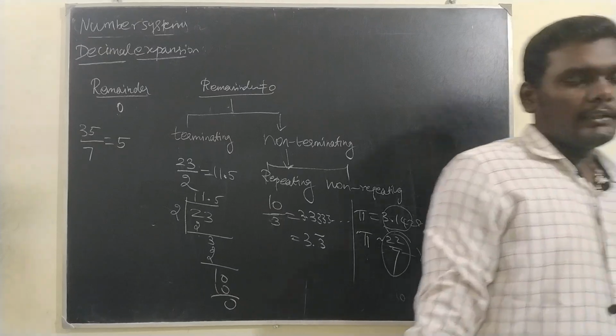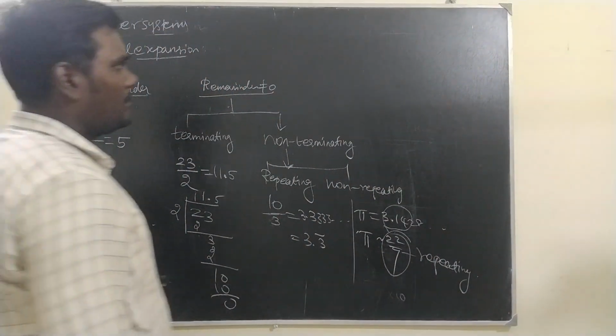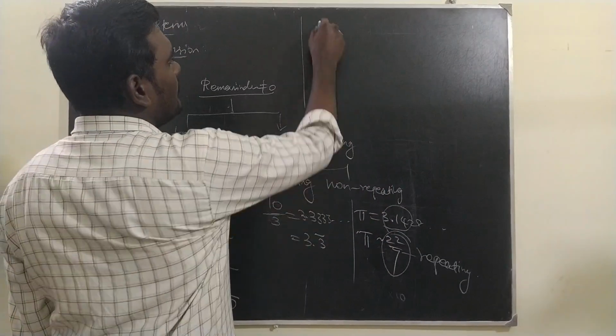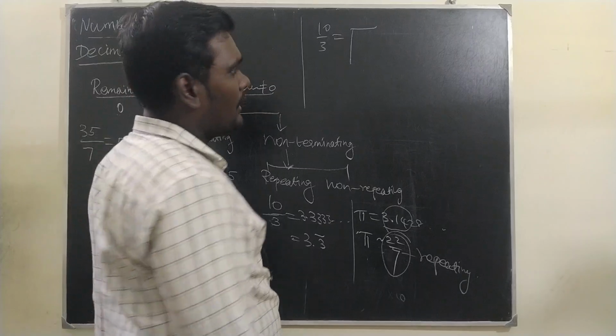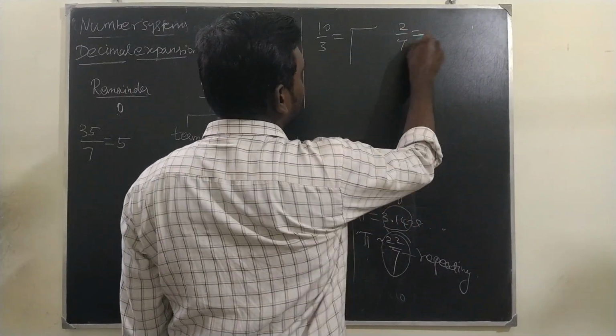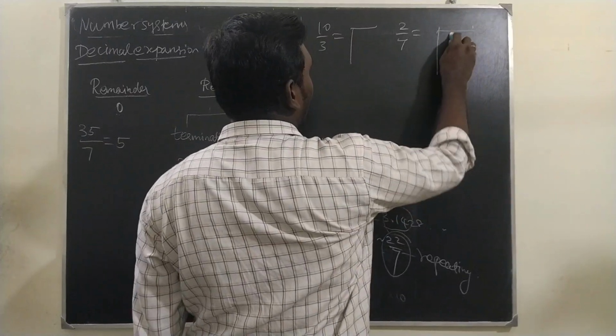Converting fractions into decimals is the easier thing. Fractions into decimals means rational numbers. As we discussed earlier, 10 by 3, directly we can divide like this. And 2 by 7, directly we can divide like this. What may we get?